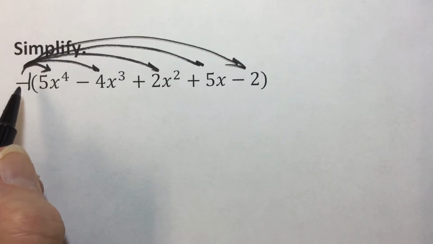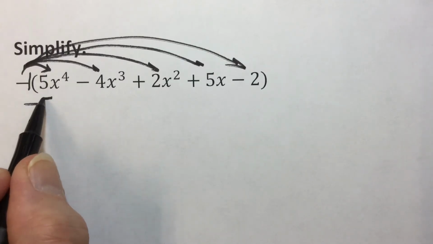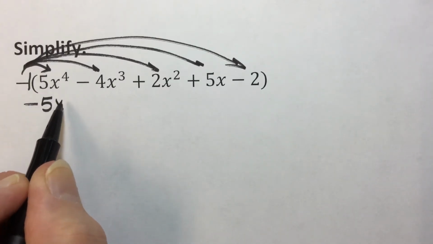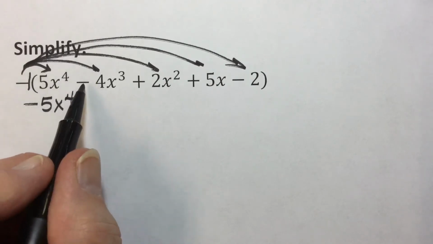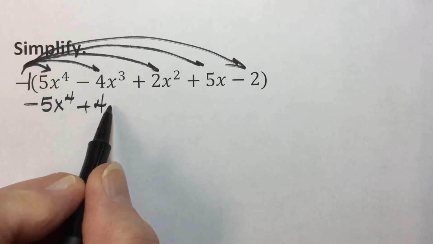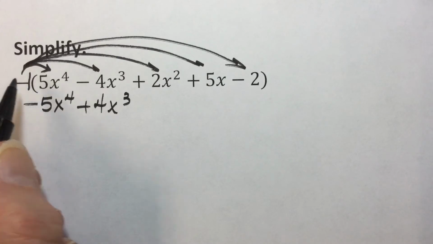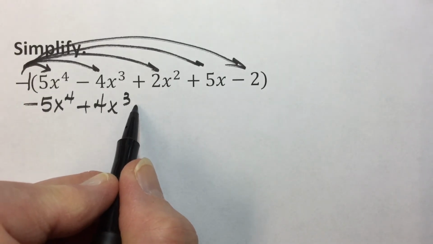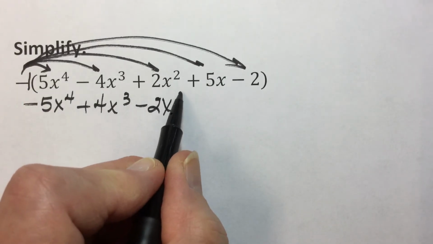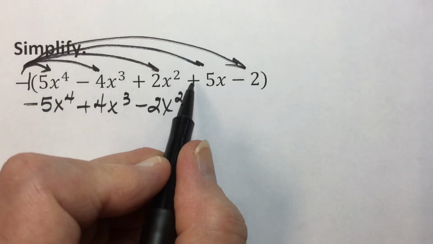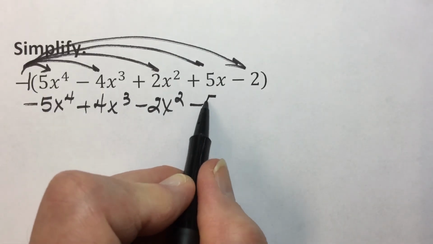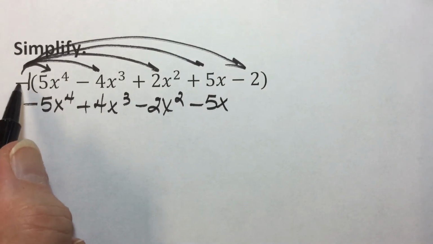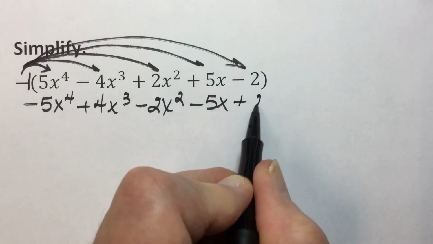Using the distributive, -1 times 5x is a -5x to the 4th power. Negative times negative is a positive, 4 times x to the 3rd. -1 times positive 2 is a -2x to the 2nd. Negative times positive 5 is a -5x. And last, negative times a negative is a positive 2.